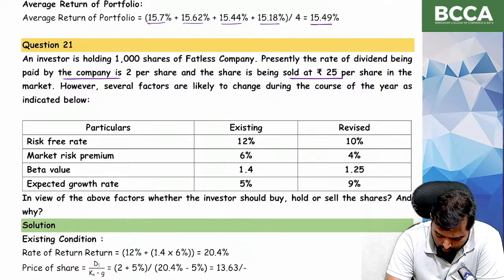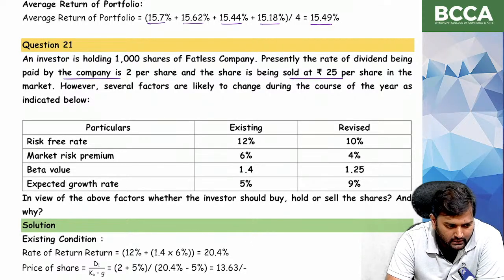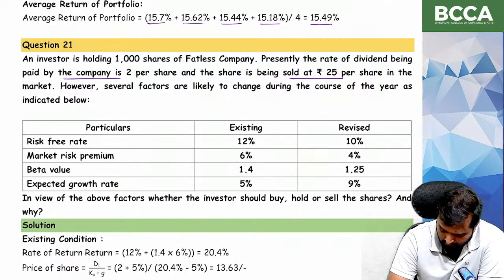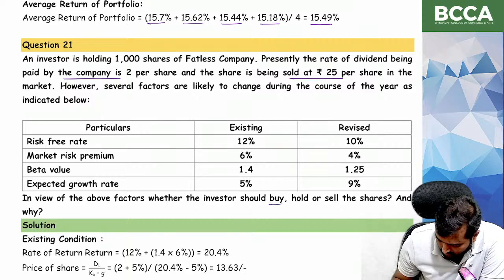D naught 2 per share. Presently, the share is being sold at rupees 25 per share. Particulars: existing and revised. Risk-free rate, market risk premium. Market risk premium means nothing but RM minus RF. Beta value, expected growth rate. In view of the above factors, whether the investor should buy, hold or sell the shares and why. So we have to tell whether investor should buy, hold or sell the shares and why.